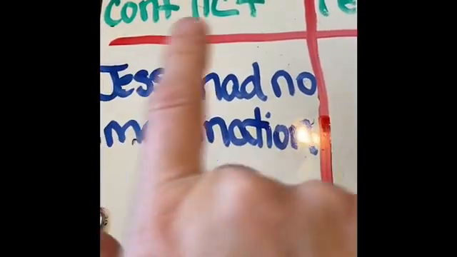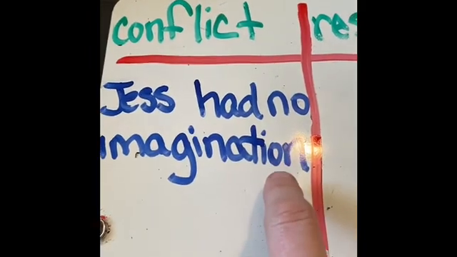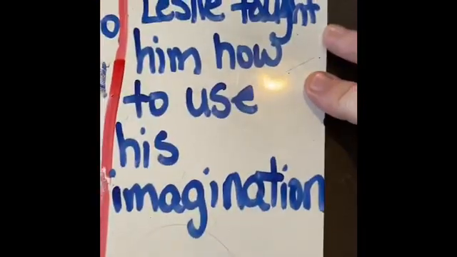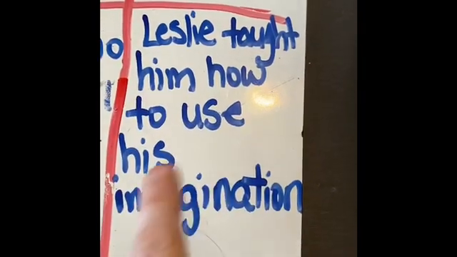Let's think of another. What about the conflict or problem of Jess having no imagination? Remember, he said he needed Leslie to make the magic of Terabithia work. He said he needed Leslie because the words never came to him. Added another conflict. Jess had no imagination. How was that resolved? It was resolved in that scene where I was choking back tears trying to read to you, where he was introducing Maybelle to Terabithia, and he used all those beautiful words. Leslie taught him that, right? And then he was able to teach Maybelle. Wonder how that conflict was resolved. Leslie taught him how to use his imagination. And now it's your turn.